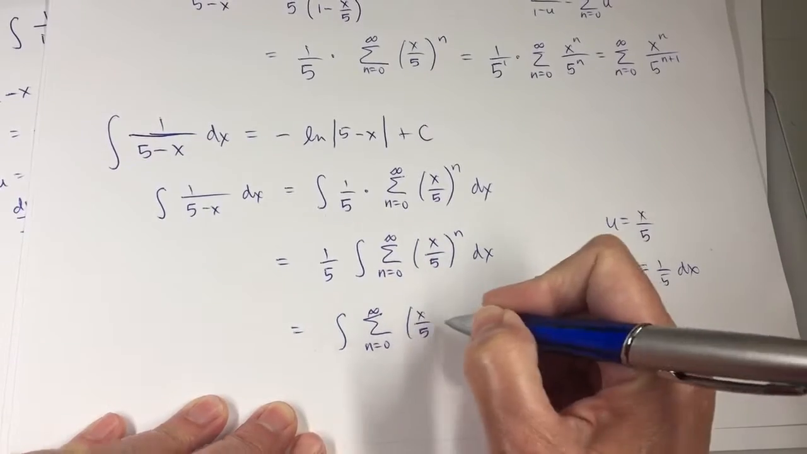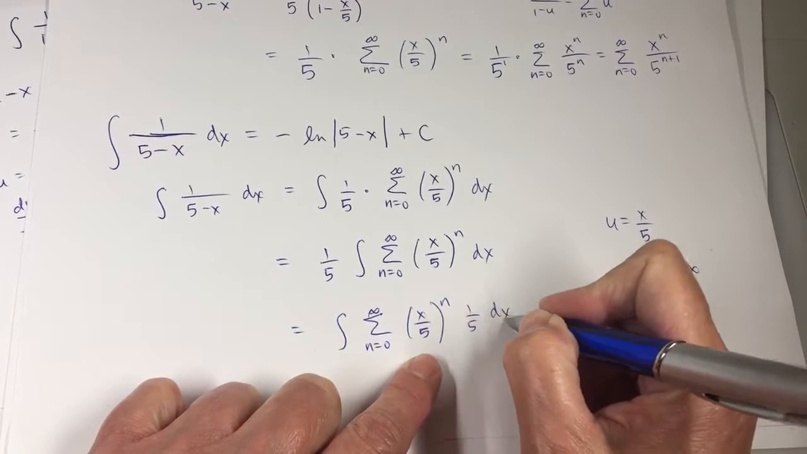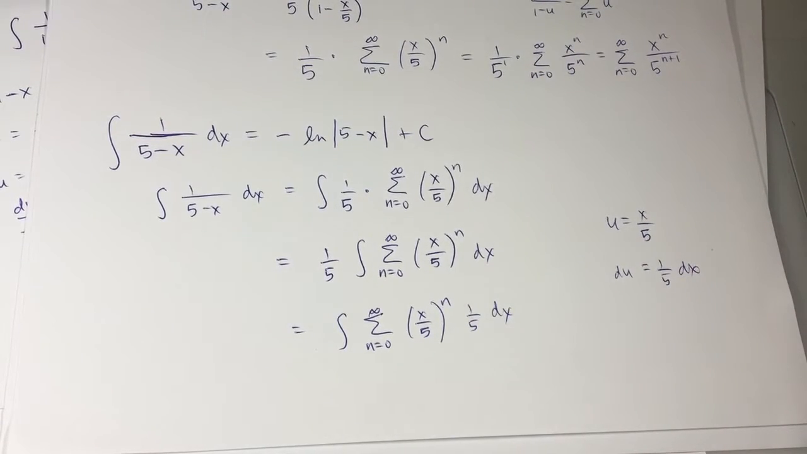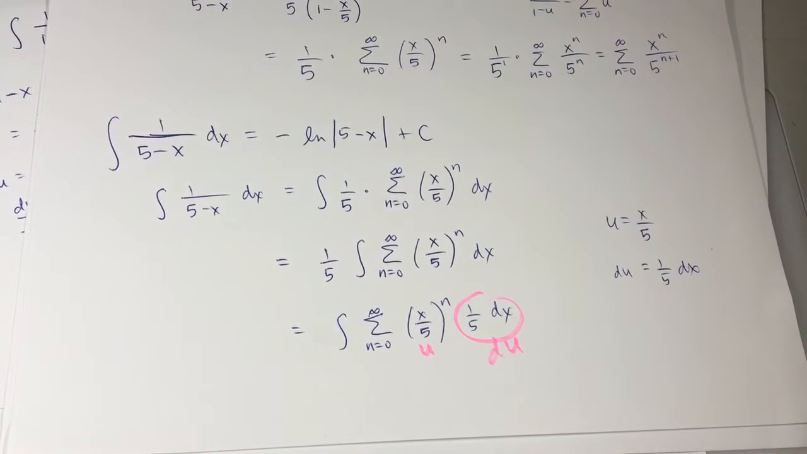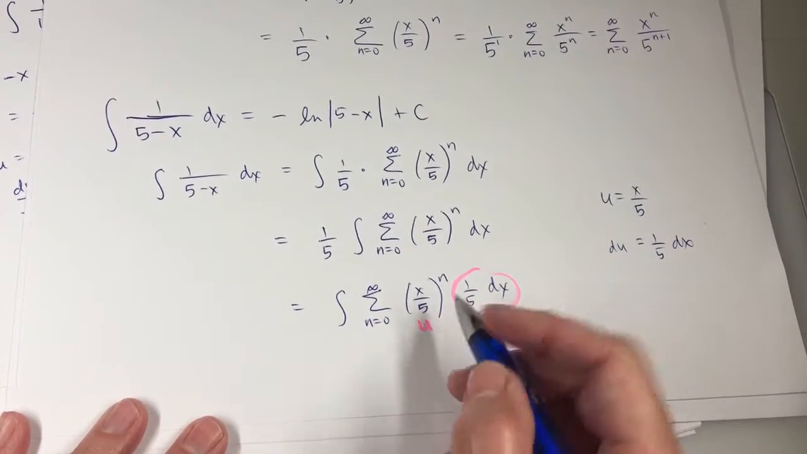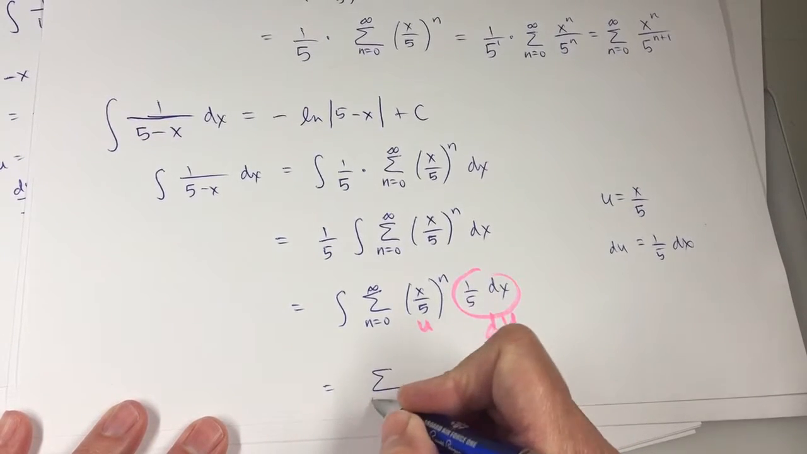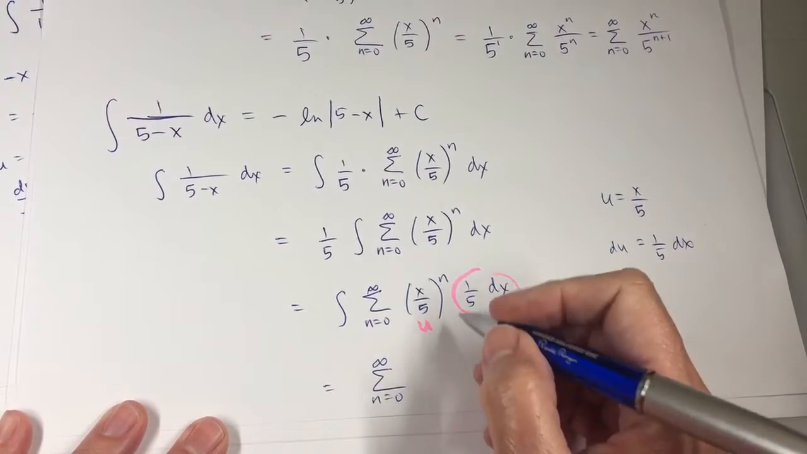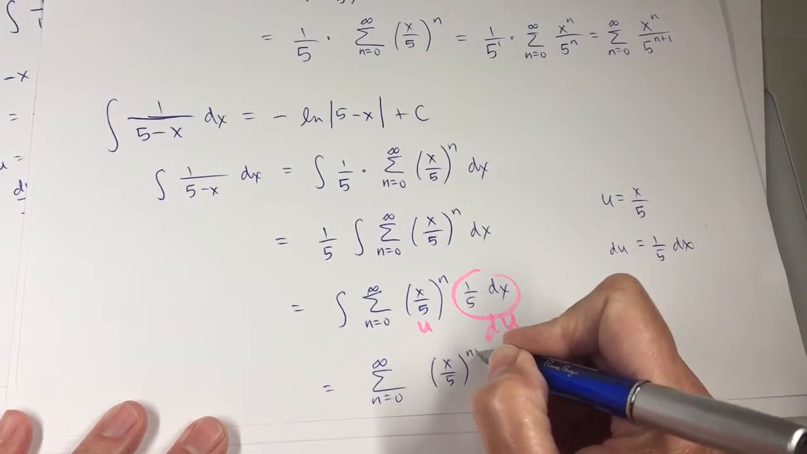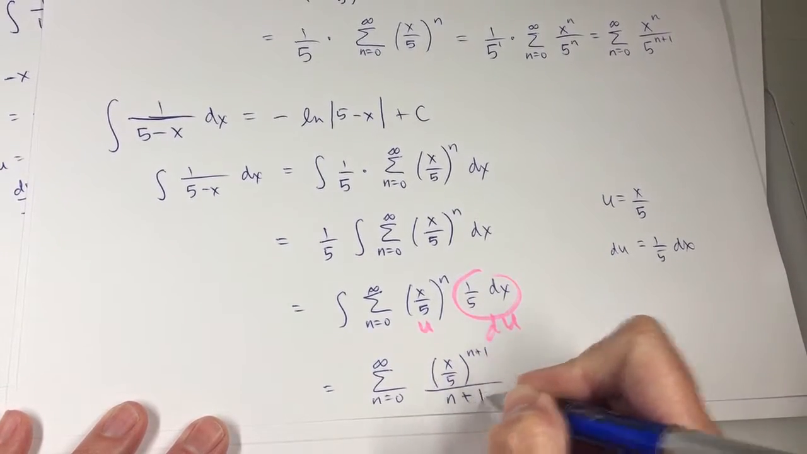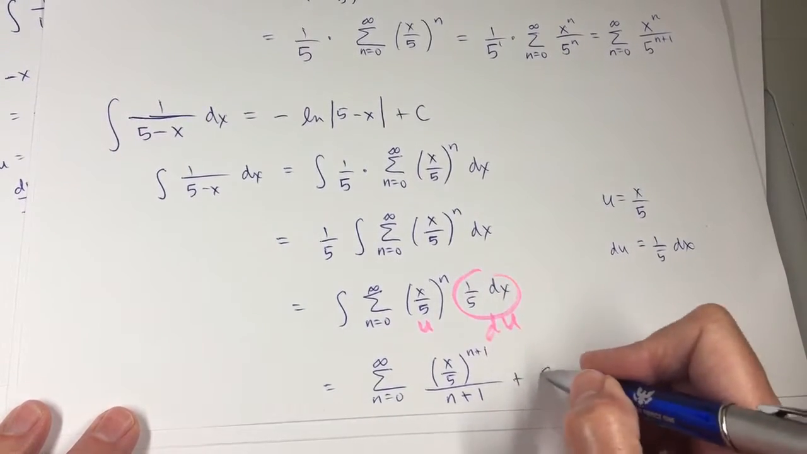So I get the integral of the summation of x over 5 to the n, 1/5 dx. This is the du. This is u. So what do you do for the antiderivative? You're going to add 1 to the exponent. It would be n plus 1, x over 5 to the n plus 1, divide by n plus 1, plus c.